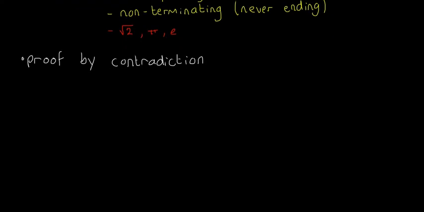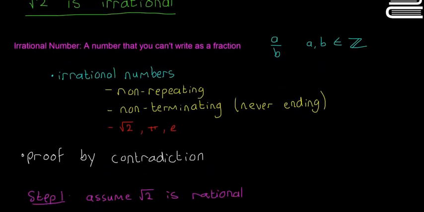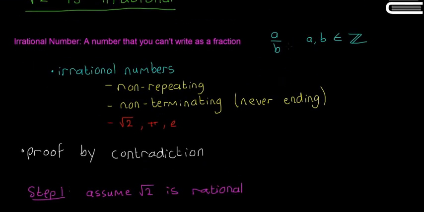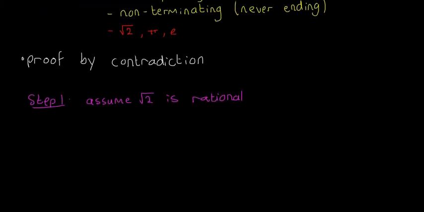The first step, like I said, I'll just go in purple. So I'm going to say step 1 for this proof is we assume that the square root of 2 is rational. Okay, so we assume it's rational, and this means, like I said, irrational numbers you can't write as a fraction like this. So a rational number, you will be able to write as a fraction like that. So I'm going to write the square root of 2 is equal to a over b.